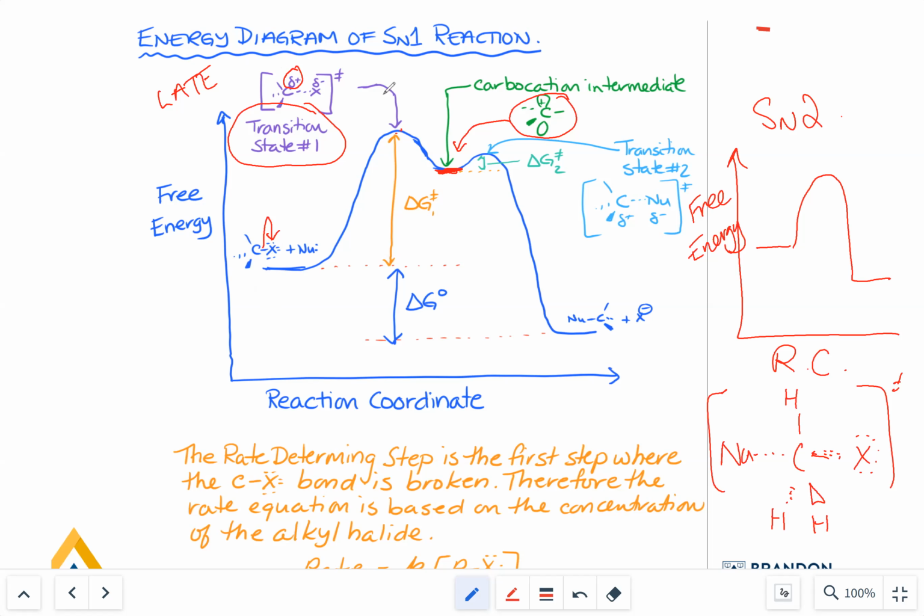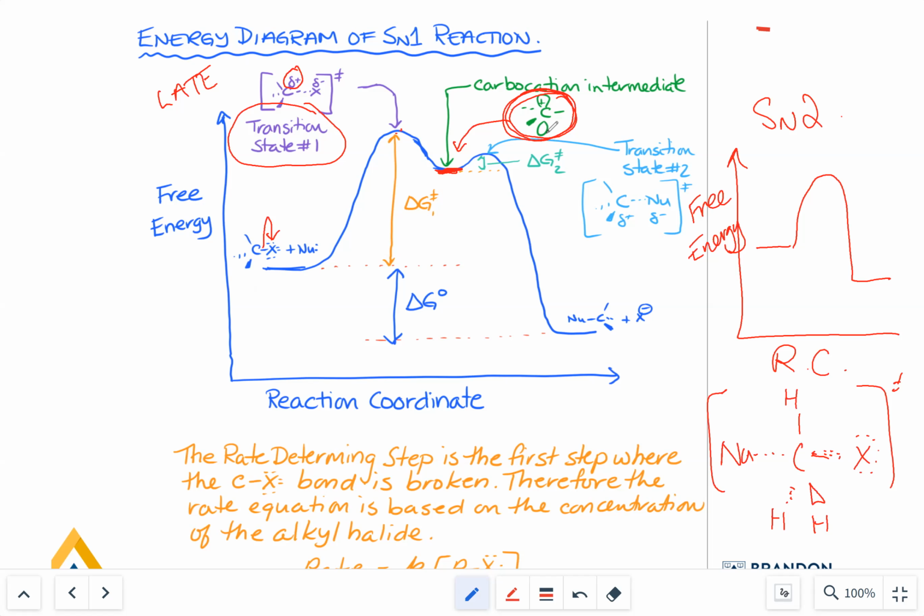So the rate determining step transition state is late, so it's going to look like our carbocation intermediate in some way. The SN2 transition state was right in the middle. It's neither late nor early. And so it doesn't resemble anything. It's this trigonal bipyramidal structure. Okay.